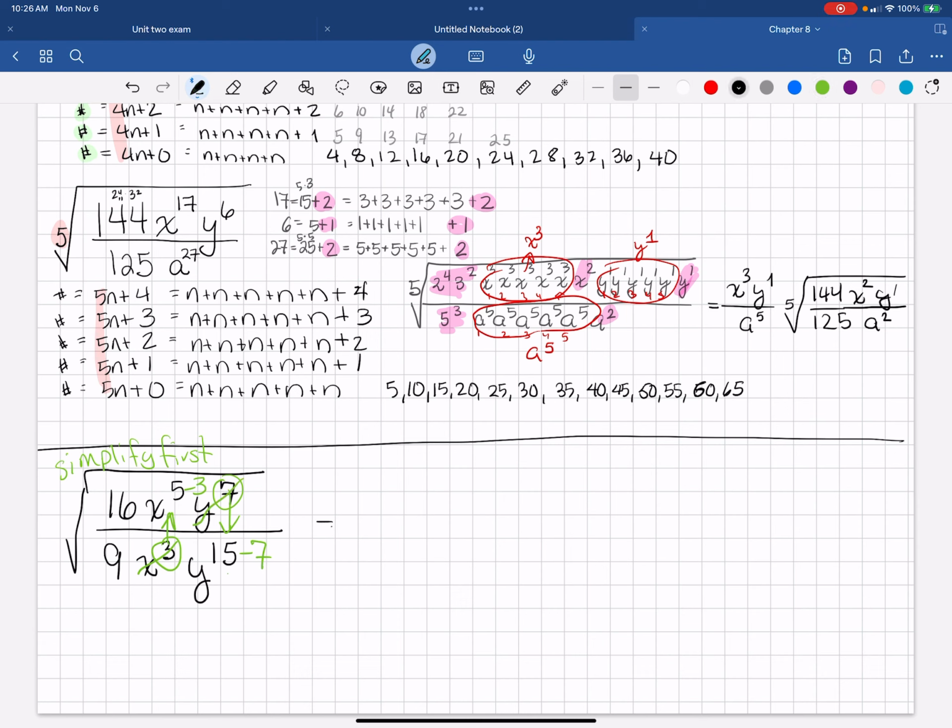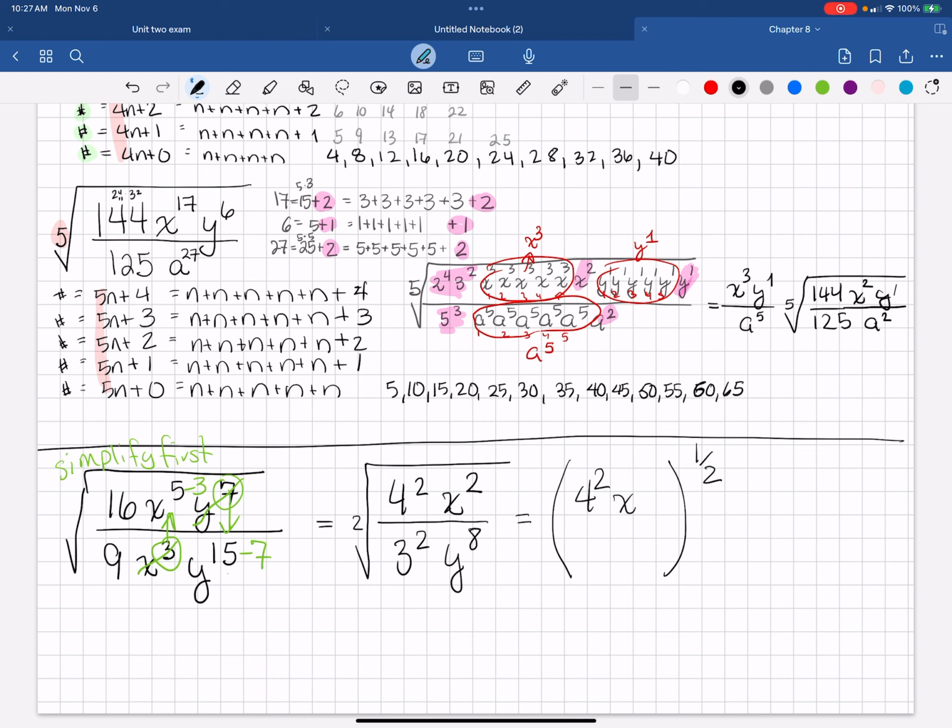So this simplifies to, I'm going to write 16 as 4 squared. I have x squared, 5 minus 3 is 2. On the bottom, 9 is 3 squared. And then I have y to the 15 minus 7, which is y to the 8th. Since I now see that I have all even powers, and I know this is a square root, I'm going to shift to my 1/2 power. And I have 4 squared x squared over 3 squared y to the 8th.